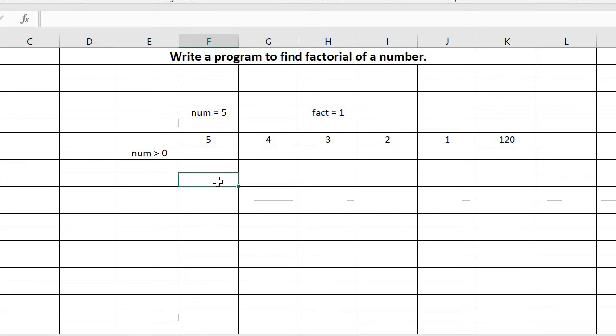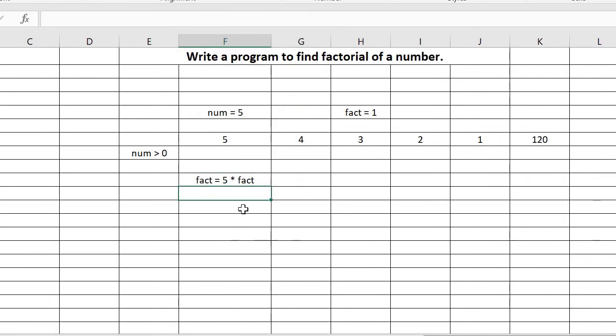So if the number is greater than 0, I have to multiply it continuously, iteratively. How? Initially I will write a statement. Please make it very clear. Fact is equal to, what is the num value first of all? Whom am I supposed to multiply? 5, right? 5 into the value of fact. The value of fact is currently 1, because I have to store the last updated value of fact as well. So 5 into 1 will be 5.